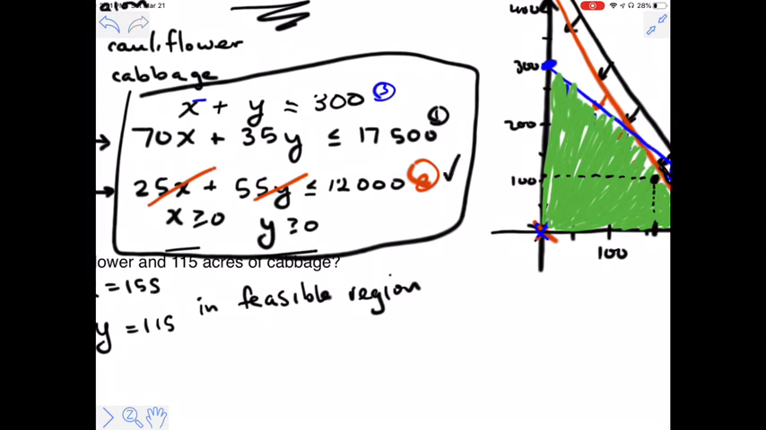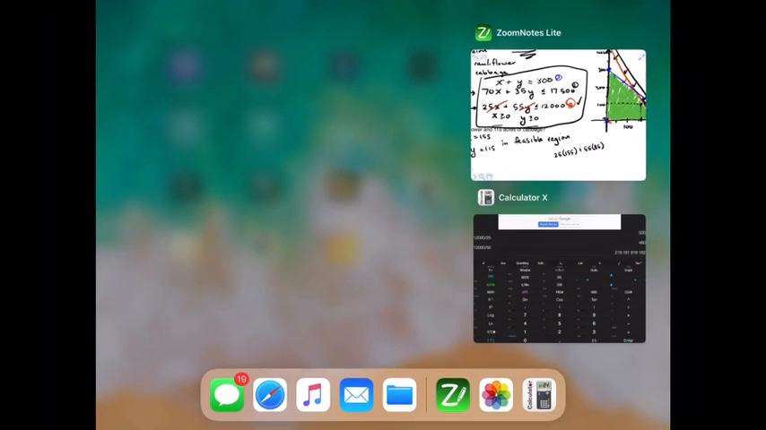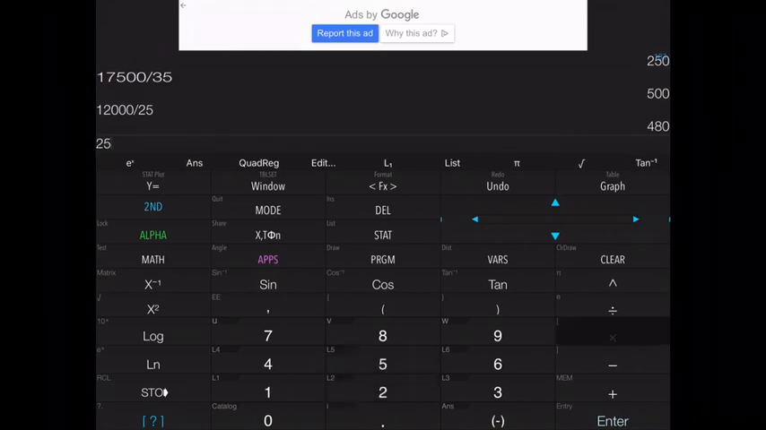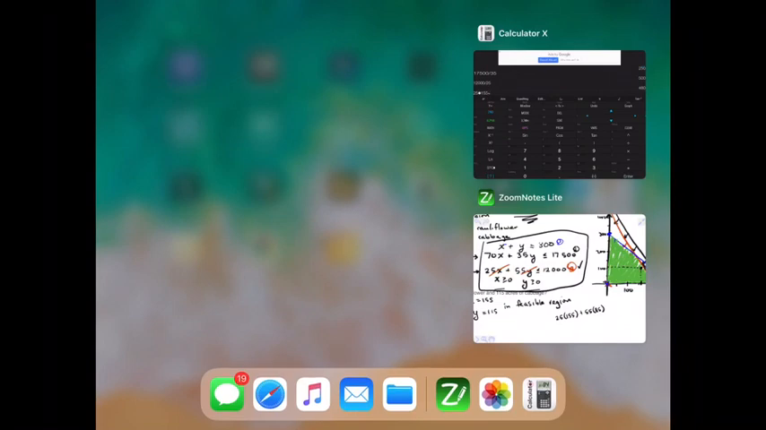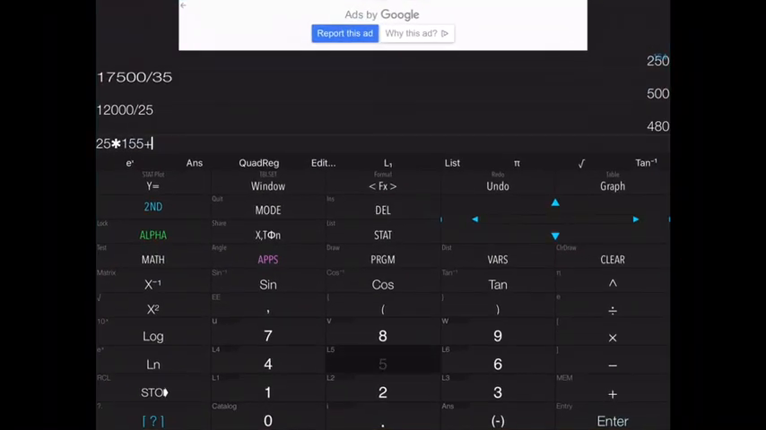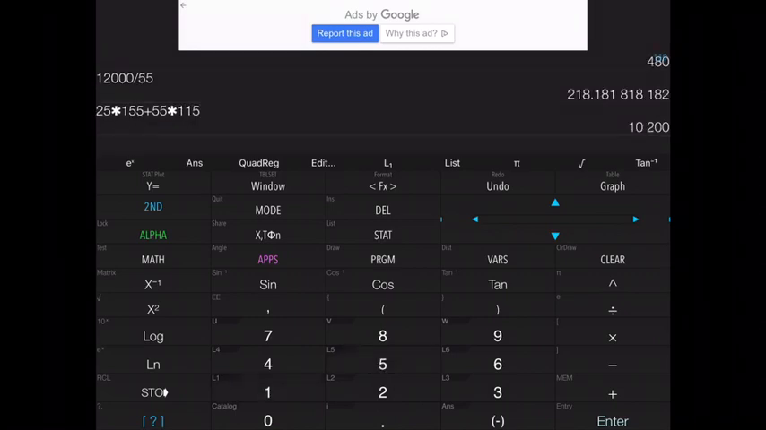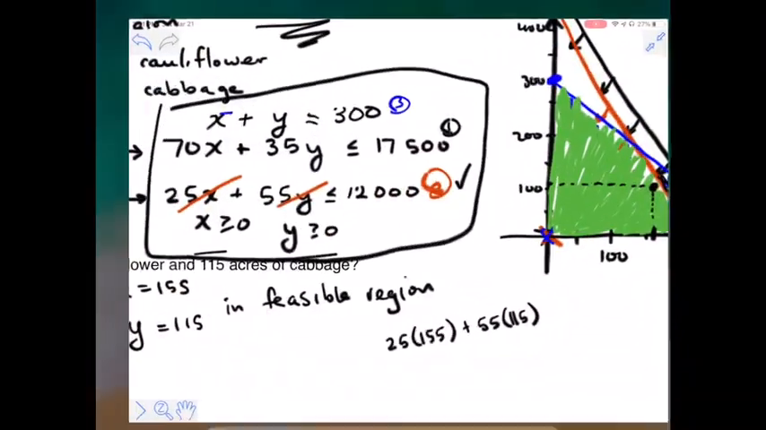was this one. So I just got to make sure that it satisfies that red inequality. So I'm just going to double check 25 times x plus 55 times y needs to be below 12,000. So 25 times 155 plus 55 times 115 needs to be below 12,000, and it is 10,200. So looks like we're good there.